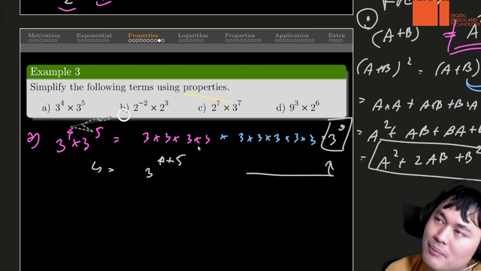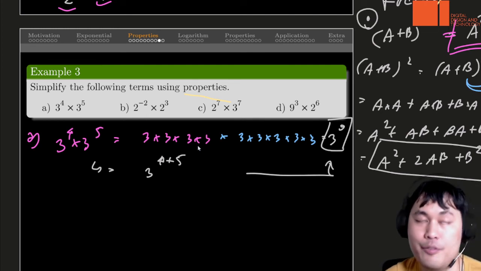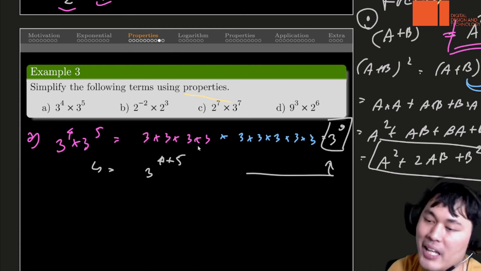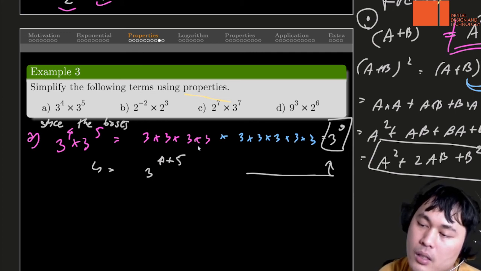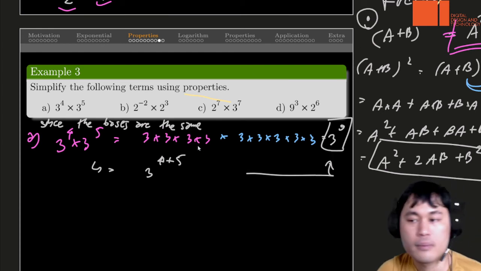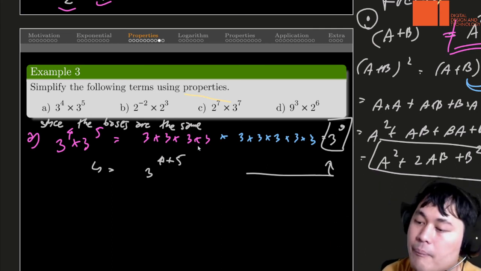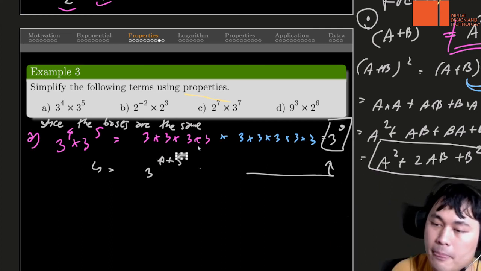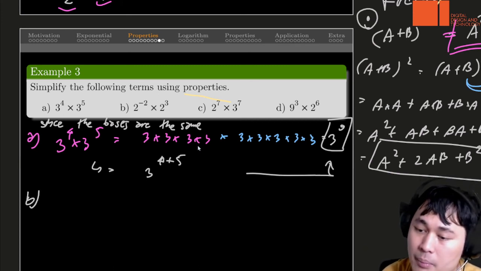But maybe if this is the first time you do this, you might have to justify why you can use this property. And you can use this property because since the bases are the same, then you can combine the exponents, combine the number on top using the addition. So that's A. And what about B?